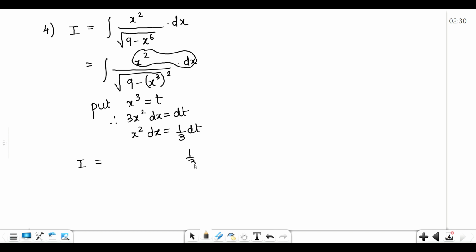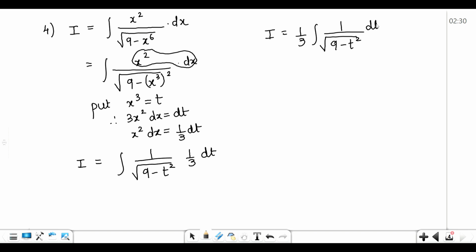So I'll write 1 by 3 dt here, integration 1 upon square root of 9 minus, and x cube will be replaced with t, and we have the power 2 outside, so here will be 2. Okay, so now we have got 1 by 3 you can take outside. This will be square root of 9 minus t square dt. Now the other form of this, square root of 9 can be written as 3 square minus t square. Okay, now we are going to use the special integral formula. I'll write it over here in the note section.